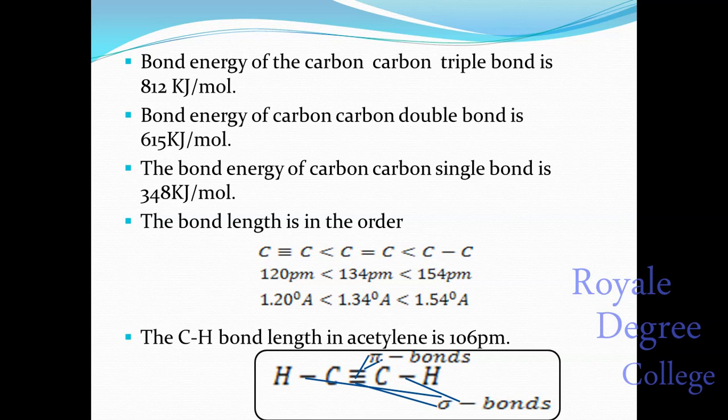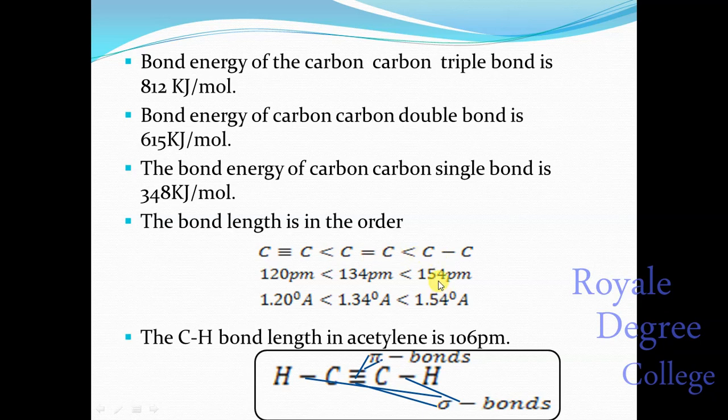So the bond length is in the order: carbon-carbon triple bond length is less than carbon-carbon double bond length, and carbon-carbon double bond length is less than that of carbon-carbon single bond. The carbon-carbon triple bond length is 120 picometer, which is less than the carbon-carbon double bond length, that is 134 picometer. Okay. So the carbon-carbon double bond length is less than the carbon-carbon single bond length.